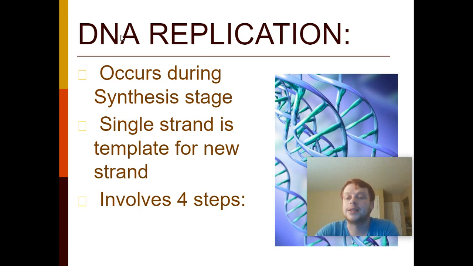Replication happens during the synthesis stage. Remember when we talked about the cell cycle, you've got G1, G2, and S. All of those are part of interphase. S happens between G1 and G2. That's our synthesis stage, and that's when the DNA actually gets copied. So the single strand acts as a template for the new one, and this happens through 4 different steps.